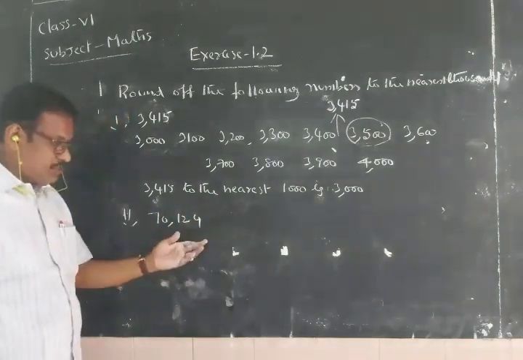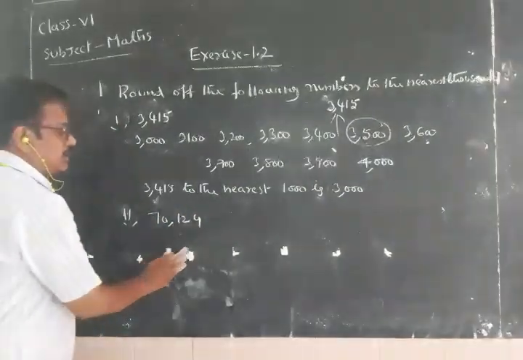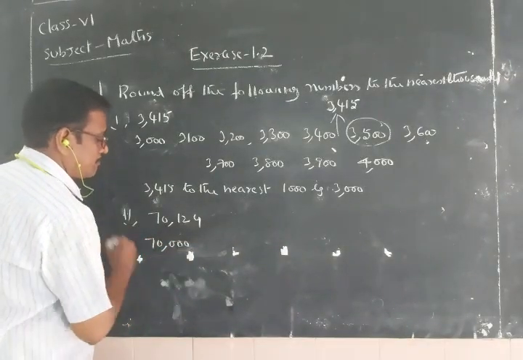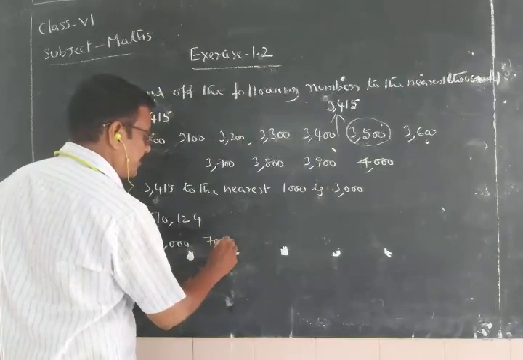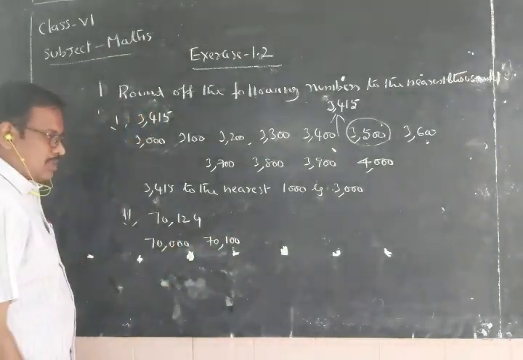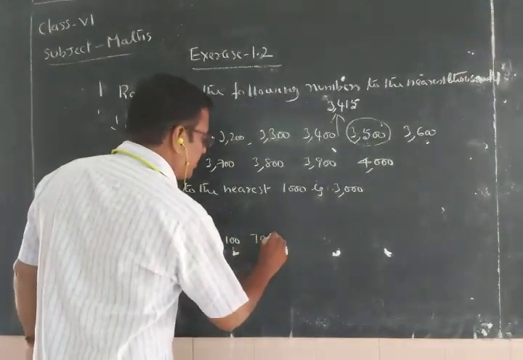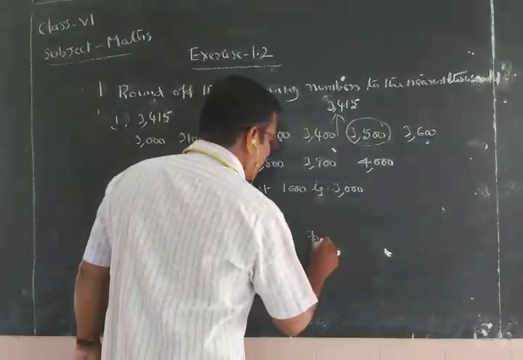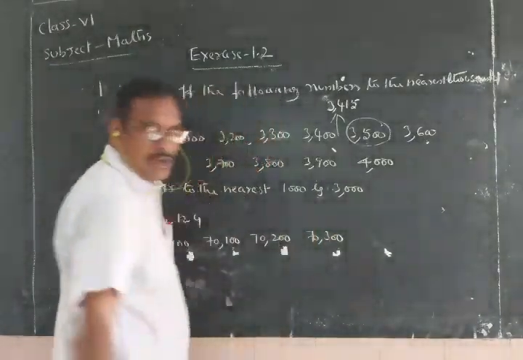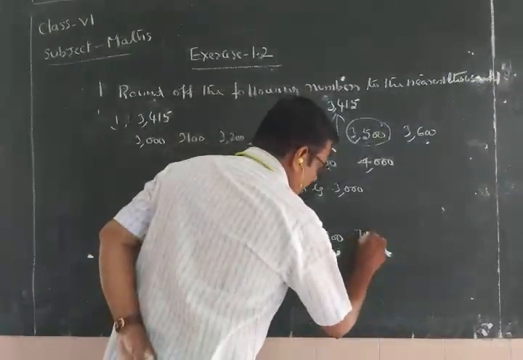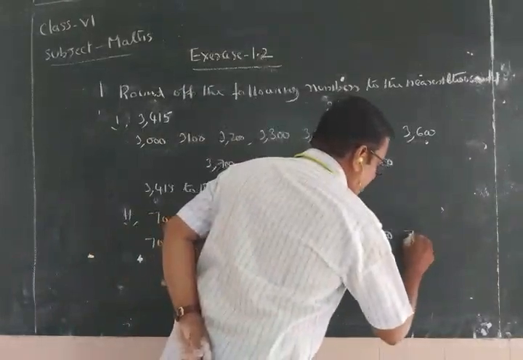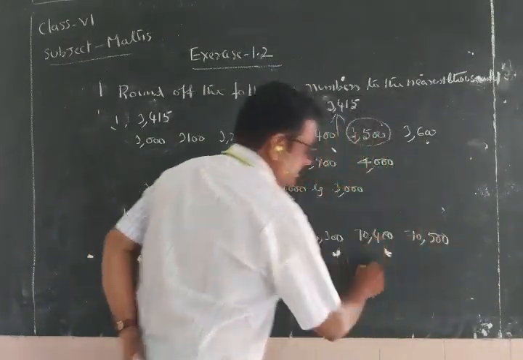70,124. Now we write 70,000, 70,100, 70,200, 70,300, 70,400, 70,500. This is the middle of the number.